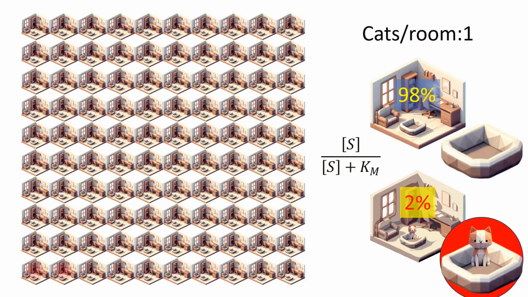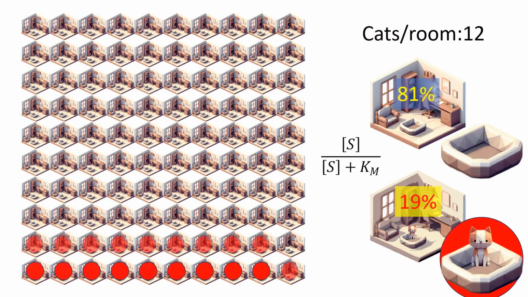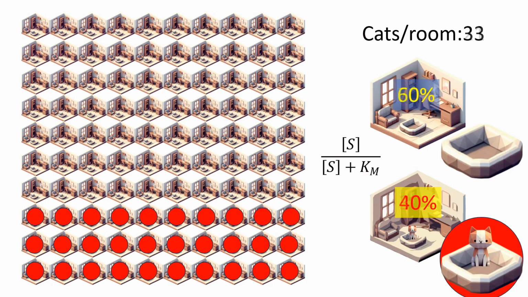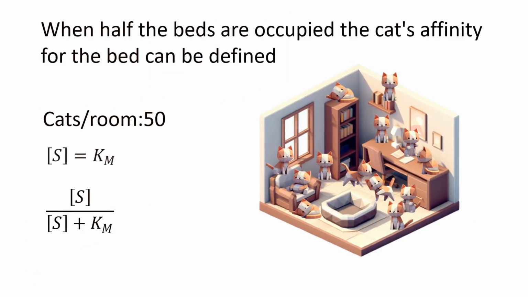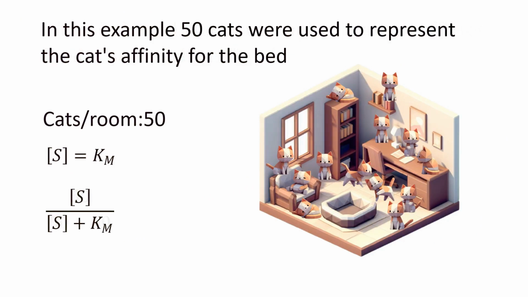100 rooms. At a low substrate concentration such as 1 cat per room, we probably wouldn't see many cats in the beds when we checked. But by increasing the number of cats in each room, the bed occupancy would also increase. Eventually, when we checked, we would see half of the beds occupied. At this point we have a number that represents the affinity of the cats for the beds, or substrate affinity of the enzyme for its substrate.